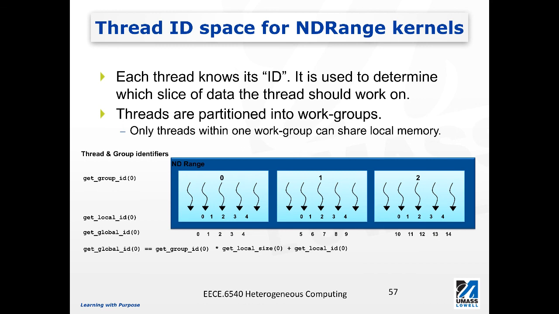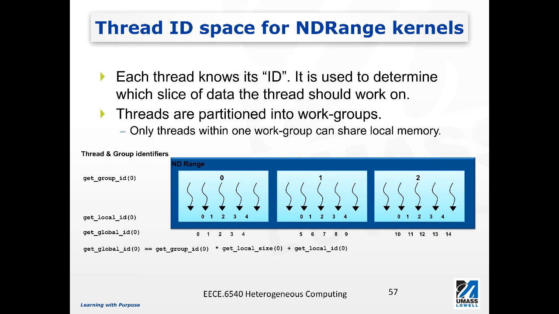In order to differentiate the kernel instances, the kernel function often uses global ID or local ID to find some kind of identifier, so that these IDs can be used to determine which slice of data the kernel should be working on. And threads are organized into work groups, and the threads within one work group can share local memory. So there are differences between threads within one work group and across work groups, because threads across work groups cannot share the local memory data.